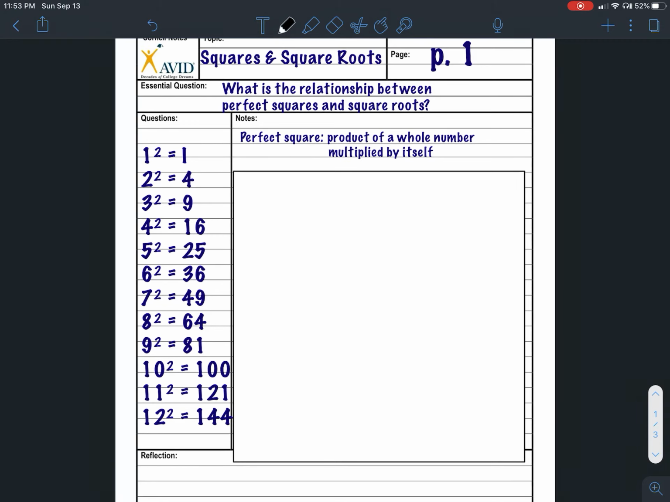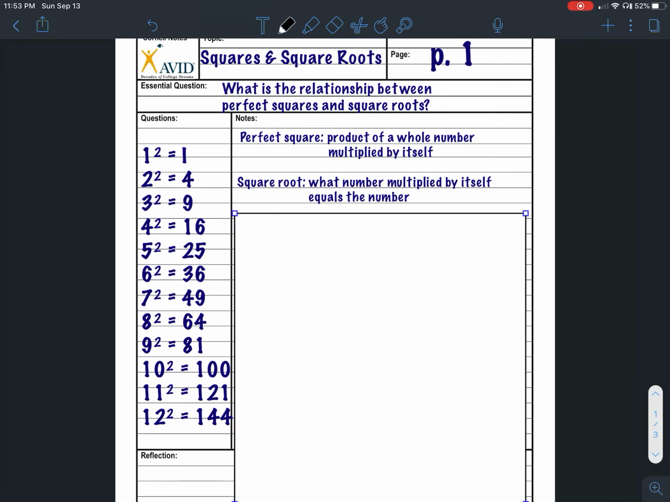So once you have that, the next thing we need to know is what is a square root. Perfect squares and square roots are basically inversely related. What I mean by that is that they are opposites. Whenever we're doing 5 times 5 is 25, the square root is going to get us the opposite direction, back to where we started, or the 5.